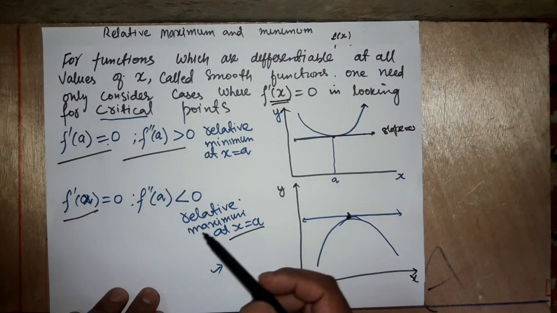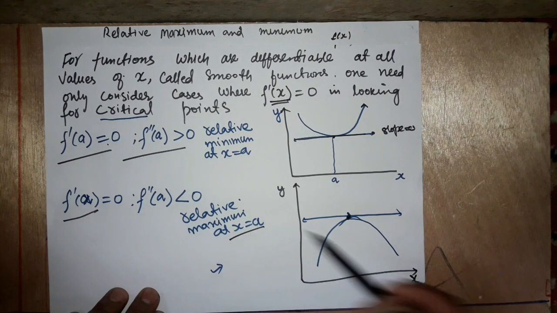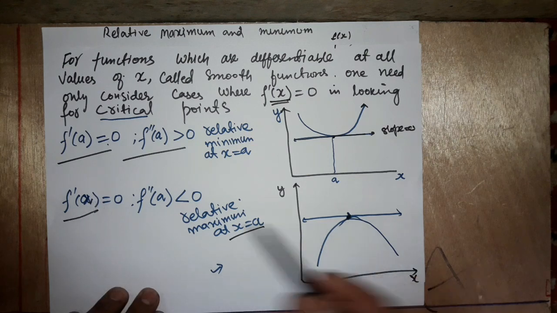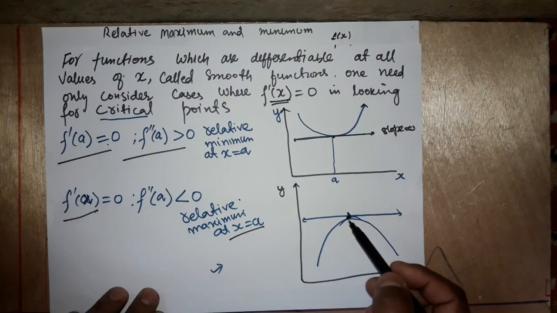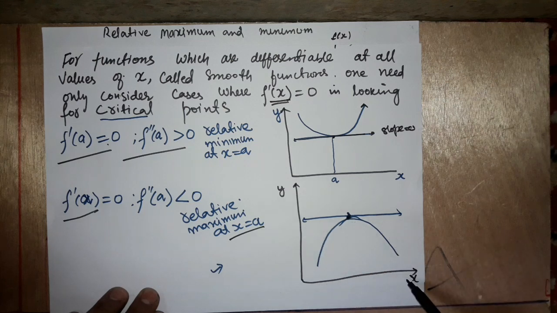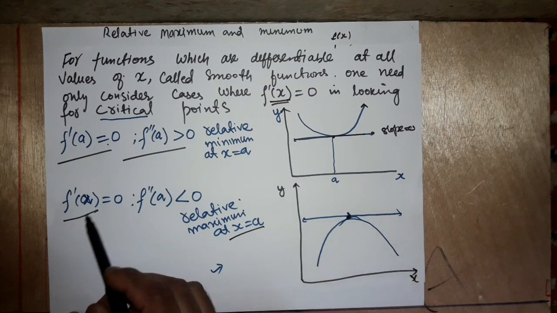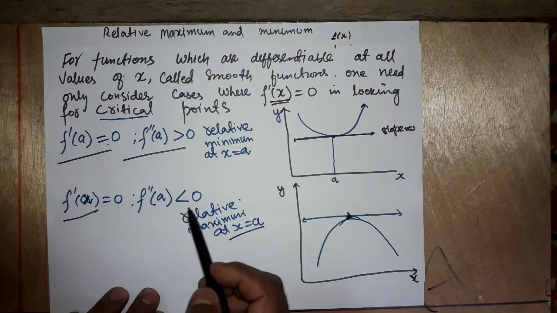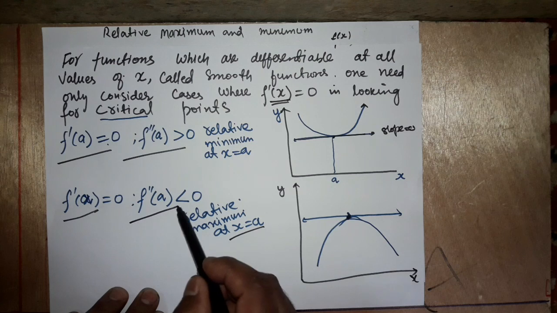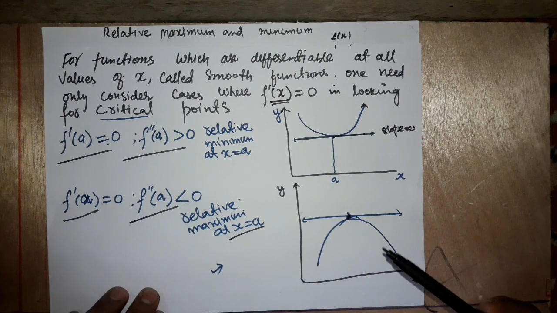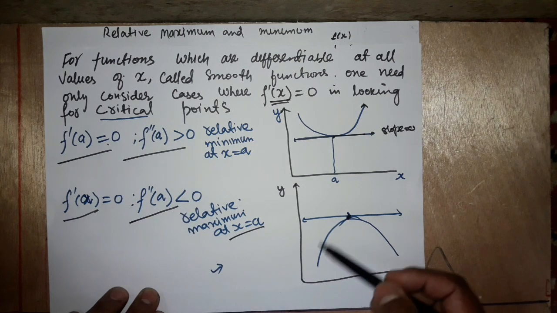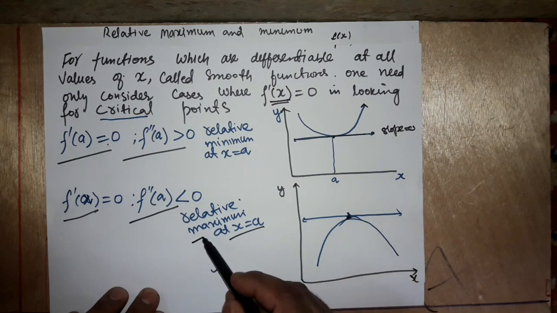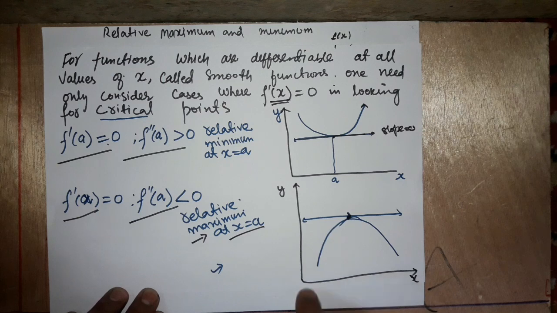Similarly, the condition for relative maxima at x is equal to a is that the first derivative must be equal to 0, which means the tangent here is parallel to the x-axis, so the slope is 0. First derivative is equal to 0 and the second derivative must be less than 0. The second derivative being less than 0 means that the function is completely below the tangent. So this means the relative maximum at x is equal to a.